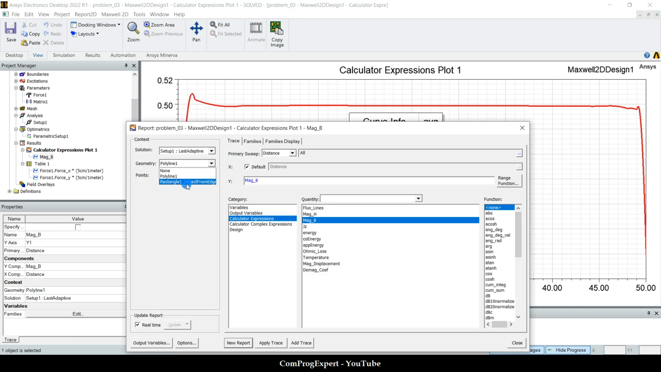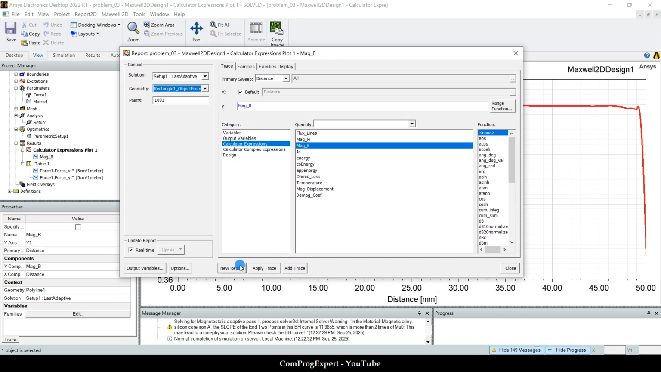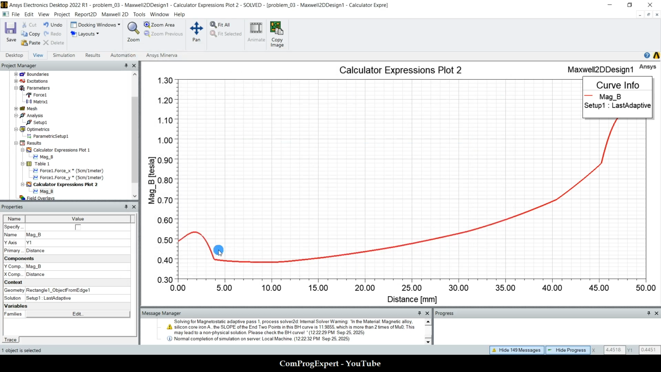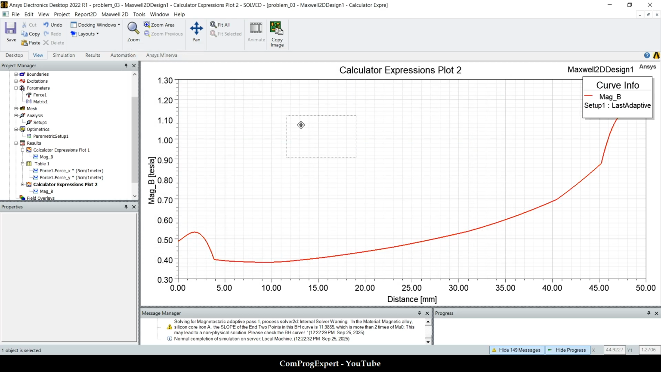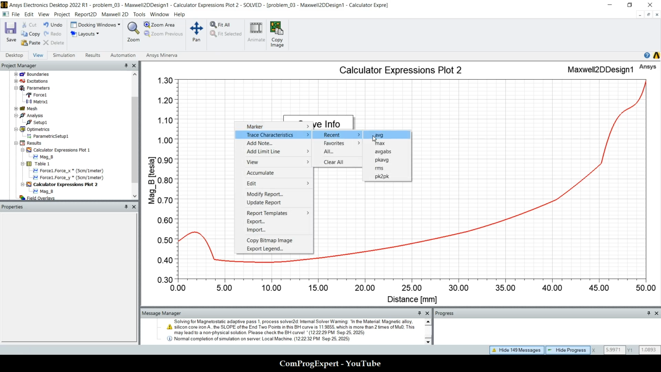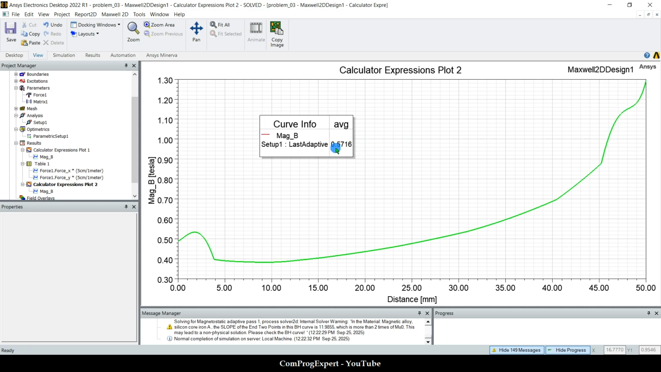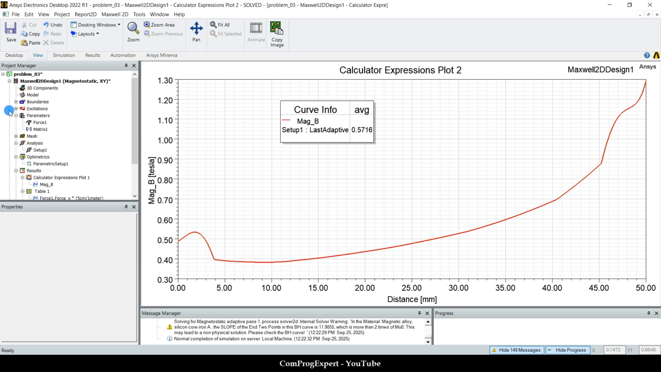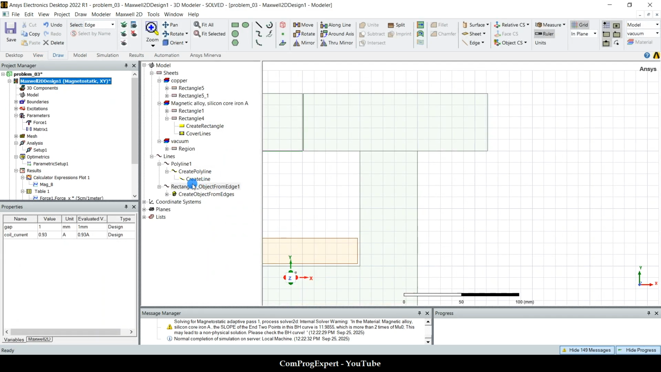Let's select polyline, the new one, new report. This is the value of the magnitude of the force. Let's calculate the average value. It is 0.57. The average value of the force along this edge.